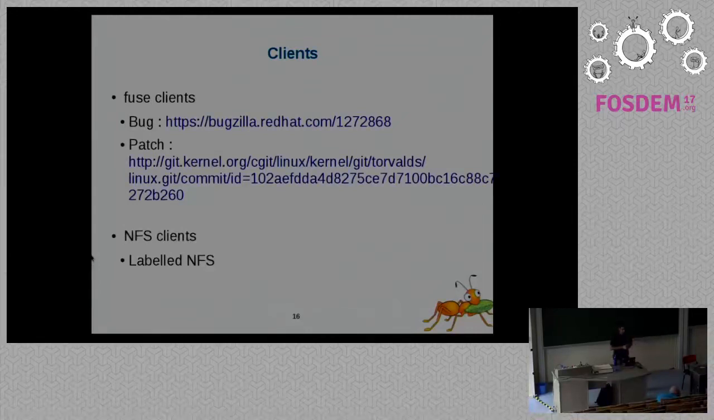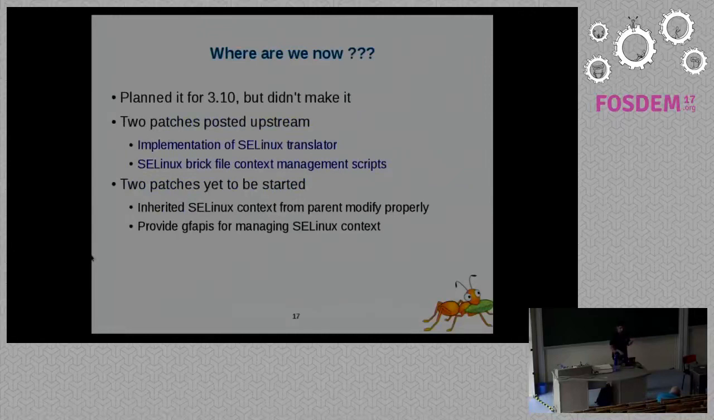So there is a lot of stuff to do in this project. And where are we now? It was planned for 3.10, but it didn't make it. We have two patches posted upstream. One is the implementation of the translator, and the other is setting the brick context while you create or add bricks. And two more patches are yet to be started. One of them is that the inherited context from the parent directory should also be modified with the trusted prefix. That is missing, and maybe for other applications you need to provide GF APIs for managing the SELinux context.